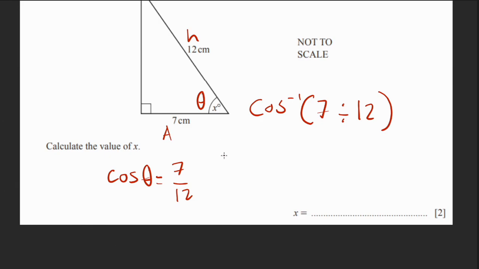So x equals, to 3 significant figures here, 54.3 degrees. So that's that question, and that's how you do it without knowing the angle, but you know both sides. Next question.